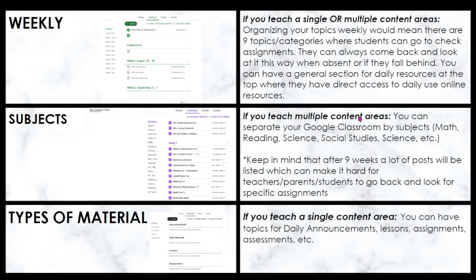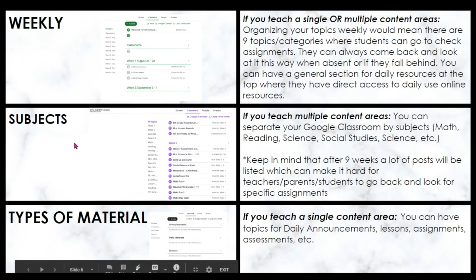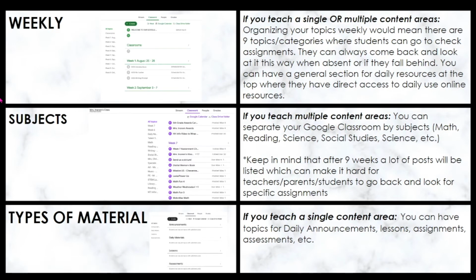Different ways to organize your classroom by topic. You can do so weekly by subjects or types of materials, or a combination of 2 or 3 of these. It all depends on your preferences and what your students need. If you teach single or multiple content areas, organizing your topics weekly would mean there are 9 topics or categories where students can go to check assignments. They can always come back and look at it this way when absent or if they fall behind.